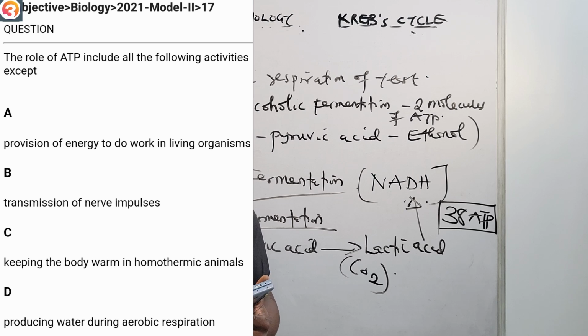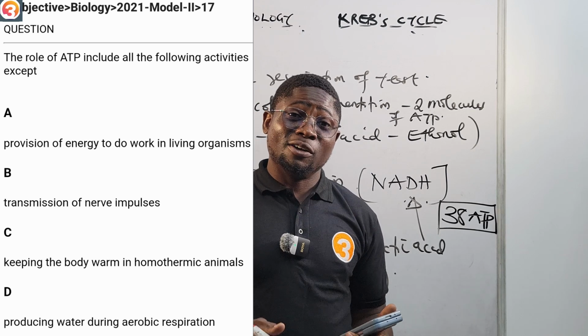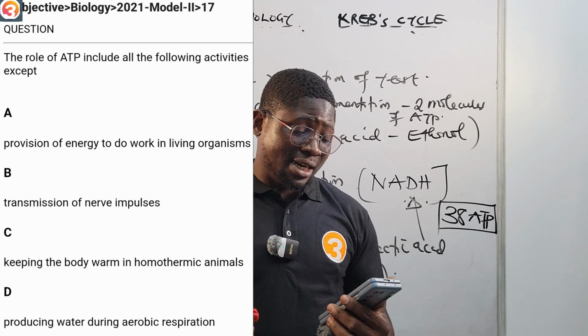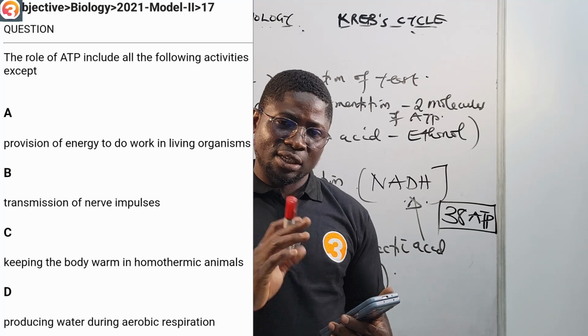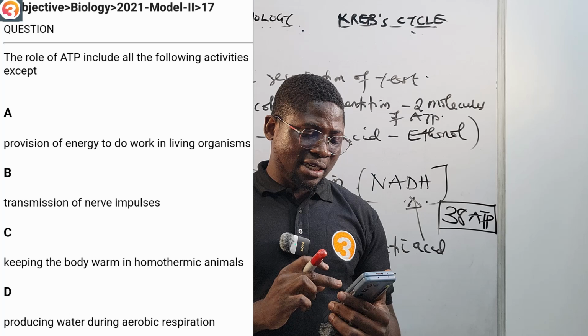Transmission of nerve impulses, you need energy also. C, keeping the body warm in homeothermic animals, you need ATP. D, producing water during aerobic respiration. Does that seem like an answer that would be correct or wrong? So the correct answer is option D. D is not a role of ATP.